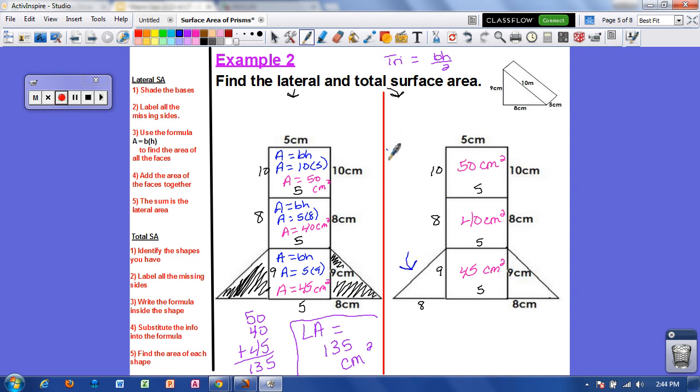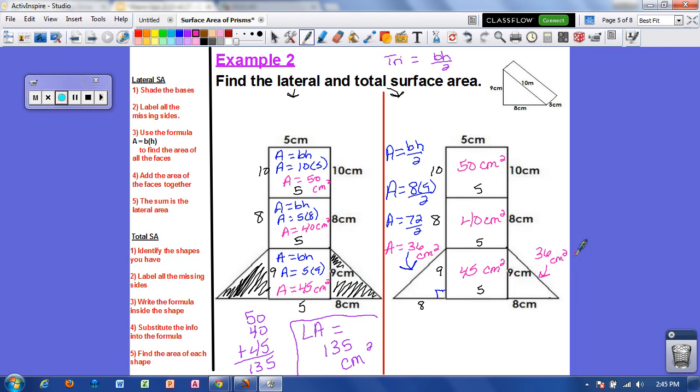So I know for a triangle, area equals base times height divided by 2. This triangle has a base of 8 and a height of 9. Keep in mind, base and height intersect perpendicularly. So I've got 8 times 9 divided by 2. 8 times 9 is 72, and 72 divided by 2 is 36. So my area is 36 centimeters squared, which means that this area is also 36 centimeters squared.